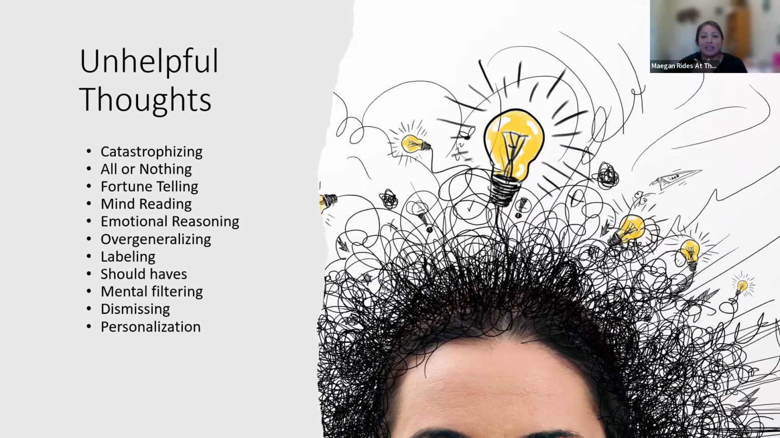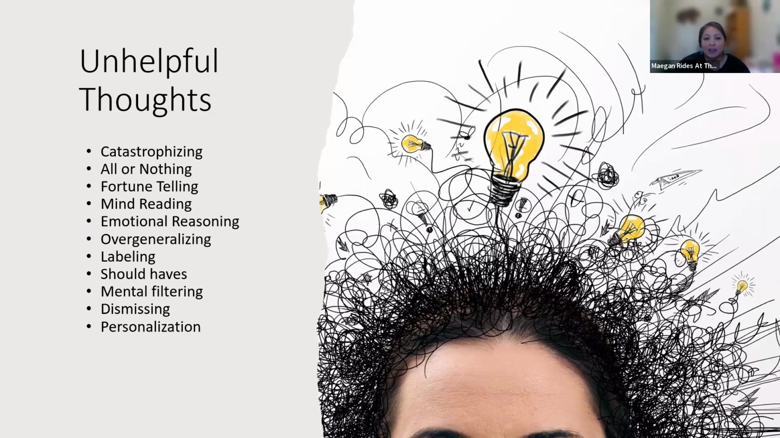Catastrophizing is exaggerating the negative consequence of a situation. All or nothing is thinking in extremes. Fortune telling is predicting a negative outcome without even thinking about what the odds are of that outcome taking place. Mind reading is just assuming what other people are thinking without communicating with them or checking in with them about it. Emotional reasoning is believing something is true because it feels true to us, without facts to support it. Overgeneralization is making a broad assumption based on limited experience.